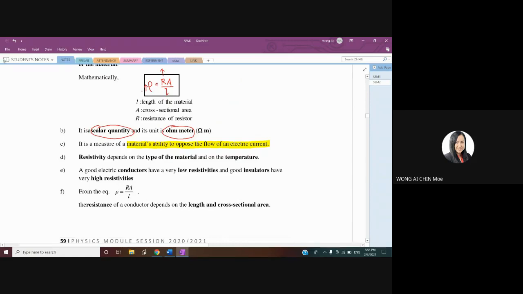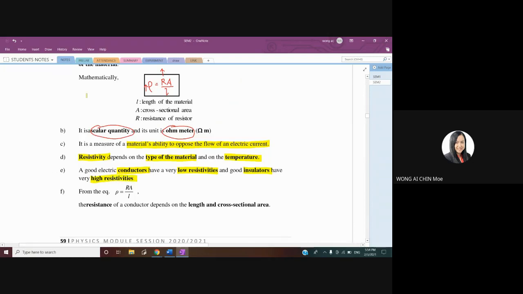So the resistivity depends on the type of the material and also the temperature. If the question is asked in the objective, resistivity depends on the type of the material, and also on the temperature. If the temperature increases, your resistivity also increases. A good electric conductor has a very low resistivity. If it is an insulator, it will have a very high resistivity.